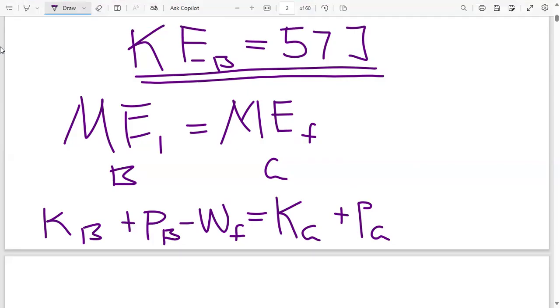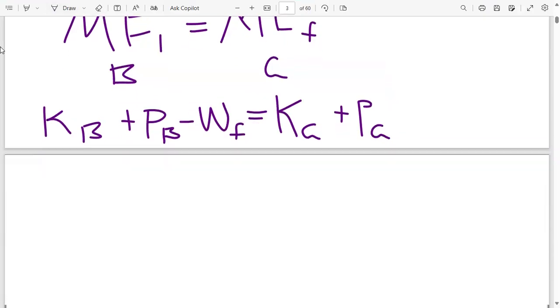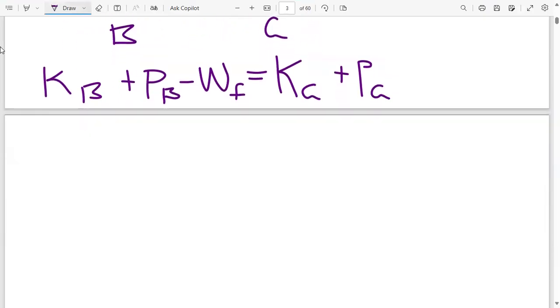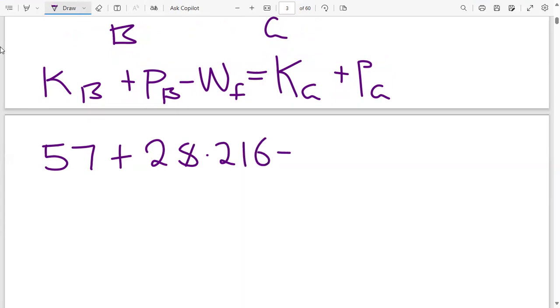All right. So let's move on quickly. We plug in our values. So the kinetic energy at point B is 57, which we calculated earlier, plus the potential energy at point B, which we also calculated to be 28.216, minus the work done by friction. This will be equal to kinetic energy, which is the energy possessed by an object due to its motion, due to its velocity. And at point C, this block is coming to a stop. Hence, there is no kinetic energy.